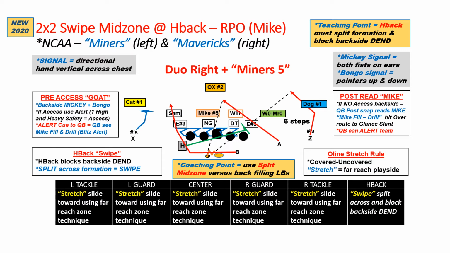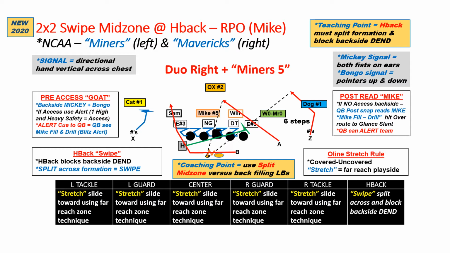All right, so here's the swipe mid-zone out of a 2x2. The reason it's a complement to split zone is it's going to look exactly the same with the H splitting across to the backside defensive end. But instead of the point of attack being a gut play with a backdoor cut, it's actually going to be outside zone blocking. And now the point of attack is going to be where the H back would line up.